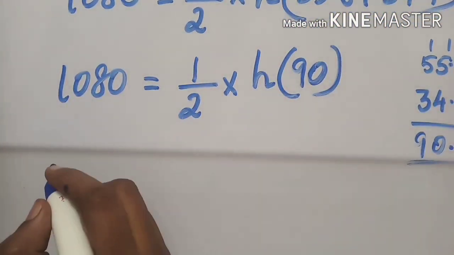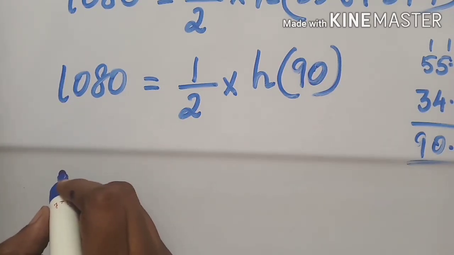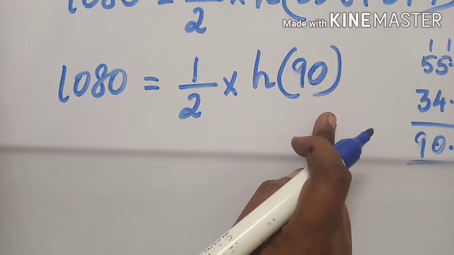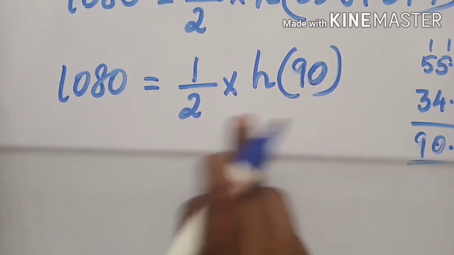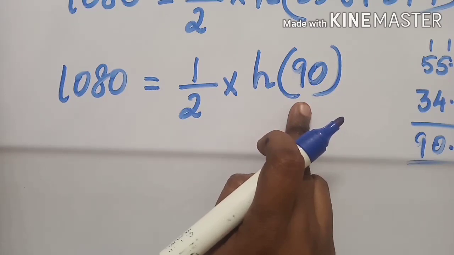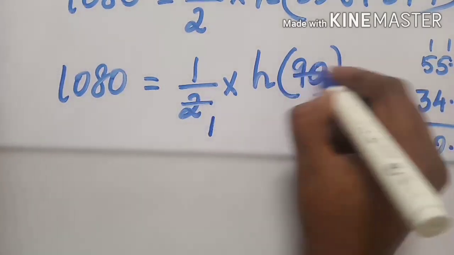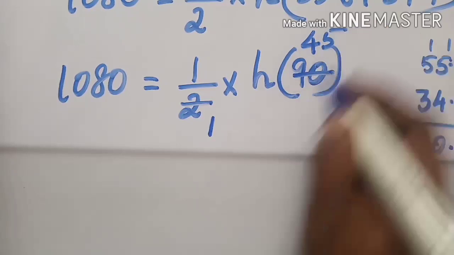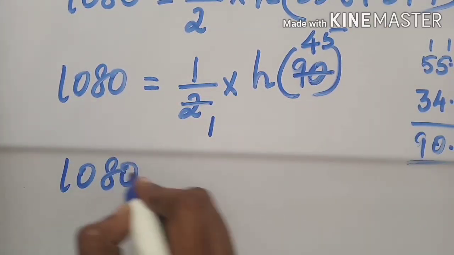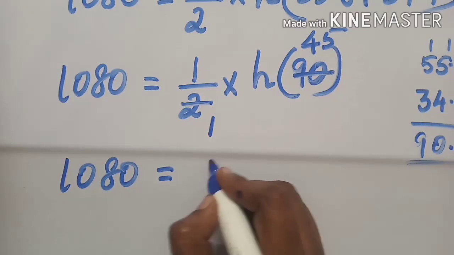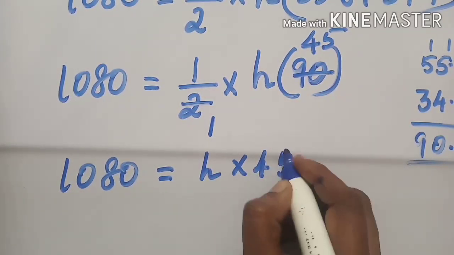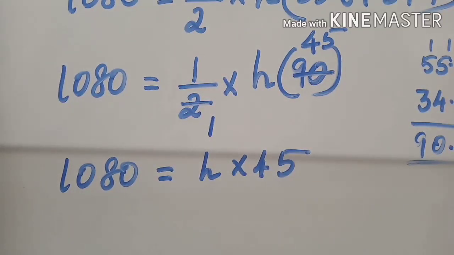Now, 1080 is equal to half into h into 90. So now we can do the cancellation over here. How many 2's will make 90? 1 2 is 2. 45 2's are 90. Then this equation will become 1080 is equal to h into 45.